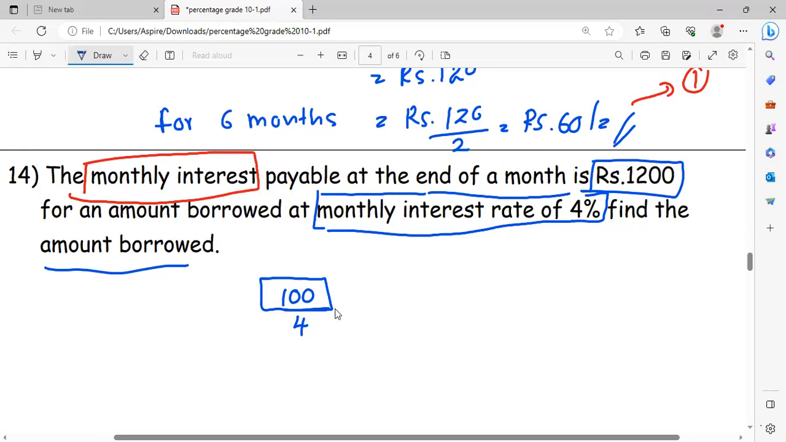Now to find the amount he borrowed, you have to multiply this by 1,200 rupees, because if the monthly interest is 4 rupees, amount he borrowed is 100. If he has paid 1,200, then what is the amount that he has borrowed? Let's see the amount he has taken. 12 is divided by 4, it is 3. Then the answer we obtain is 30,000. Okay, did you understand?